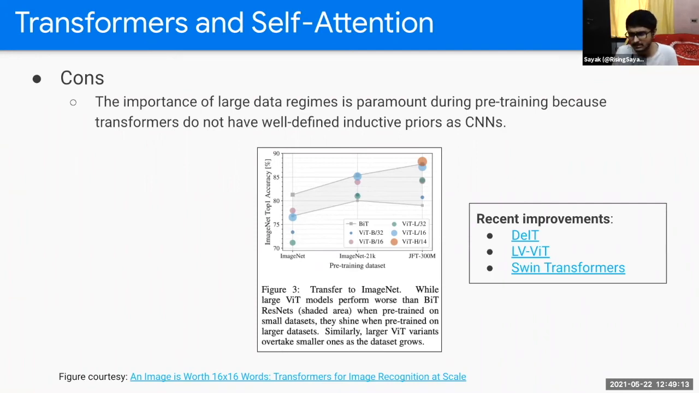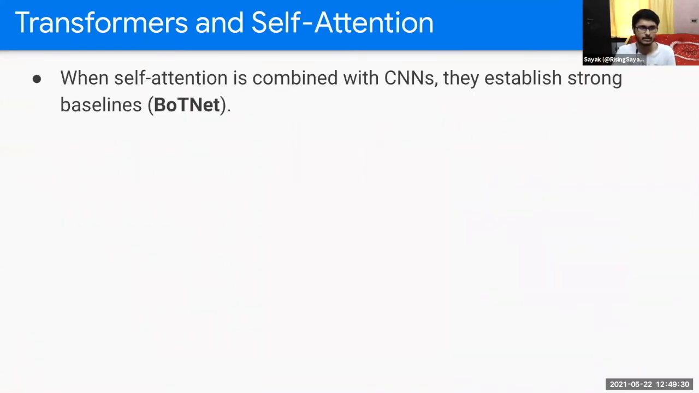And there are some recent improvements that allow us to use a small data regime such as ImageNet 1k and still compare to state of the art performance on par with convolutional neural networks, such as DeiT, LV-ViT, and Swin transformers. So feel free to check this out as well.